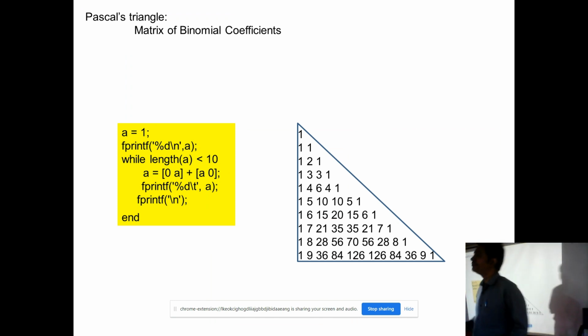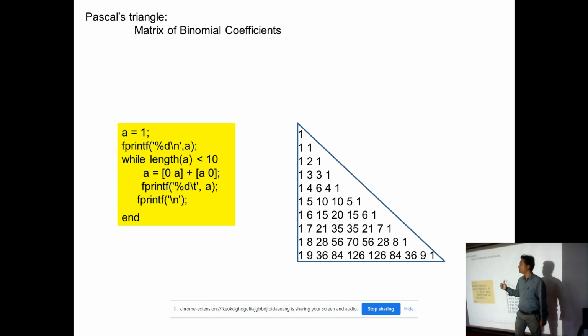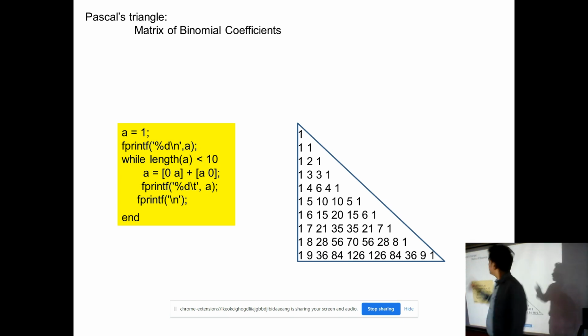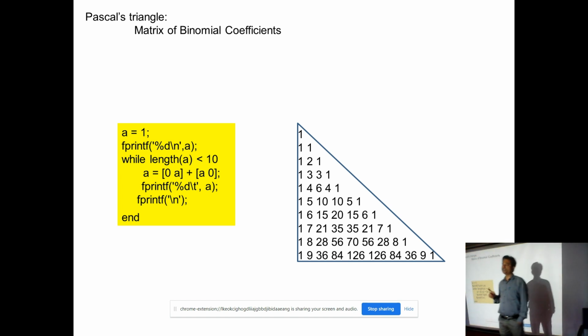So let's come to the next one. Note it down. I want to print Pascal's triangle. What is Pascal's triangle? It is a matrix of binomial coefficients. Binomial coefficients you know, nC0, nC1. For example, what is 6C2? 6 factorial by (6 minus 2) factorial into 2 factorial. nCr is equal to n factorial by (n minus r) factorial into r factorial. So that is called binomial coefficients.